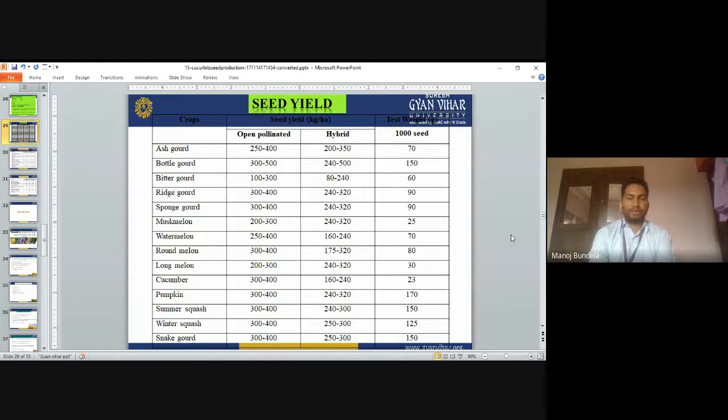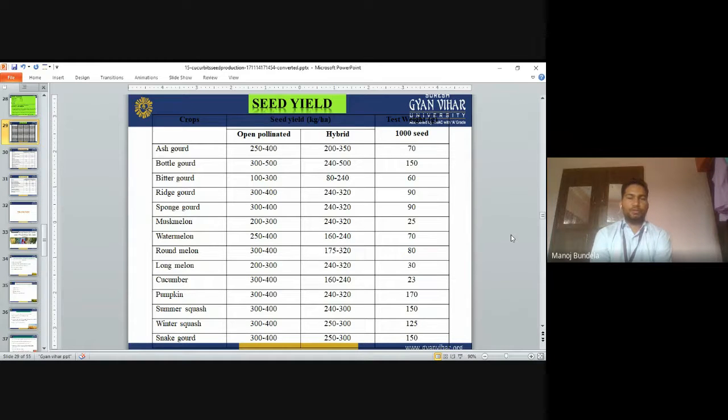Bottle gourd also 150. So for bottle gourd, snake gourd and summer squash, the weight is 150. For winter squash it is 125 gram. The lowest weight is for long melon seeds.